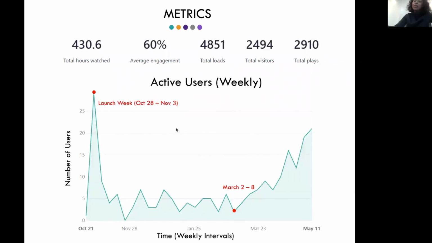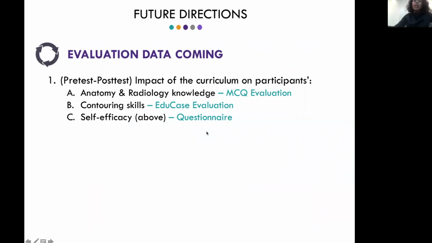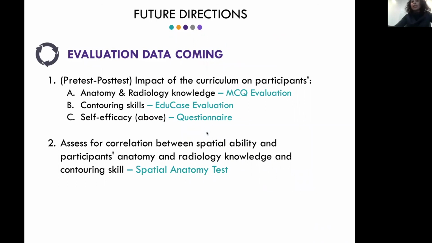And really quickly, on this screen, you can see a trend of active users since our course launch, with each point on the graph representing a weekly time interval. So not so coincidentally, you can also see around the time of COVID-19 emerging, a resurgence in our active users on online learning. Our future directions are focused on assessing the impact of the curriculum on participants' knowledge acquisition, their contouring skills, and overall self-efficacy, as well as assessing for a correlation between spatial ability and the above outcomes, and overall satisfaction.